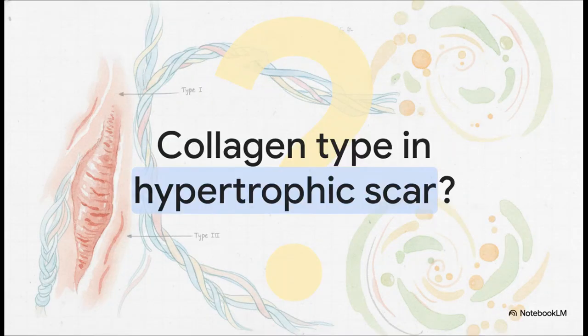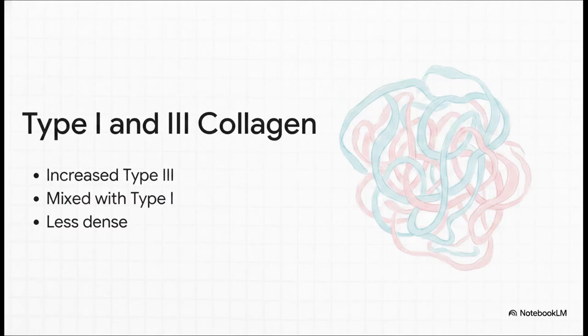Next is question 24. What is the specific collagen makeup found in a hypertrophic scar? A, type 1 and 3, B, type 1 and 4, C, type 3 and 4, D, type 4 and 5, or E, none. The correct answer is A, type 1 and 3.